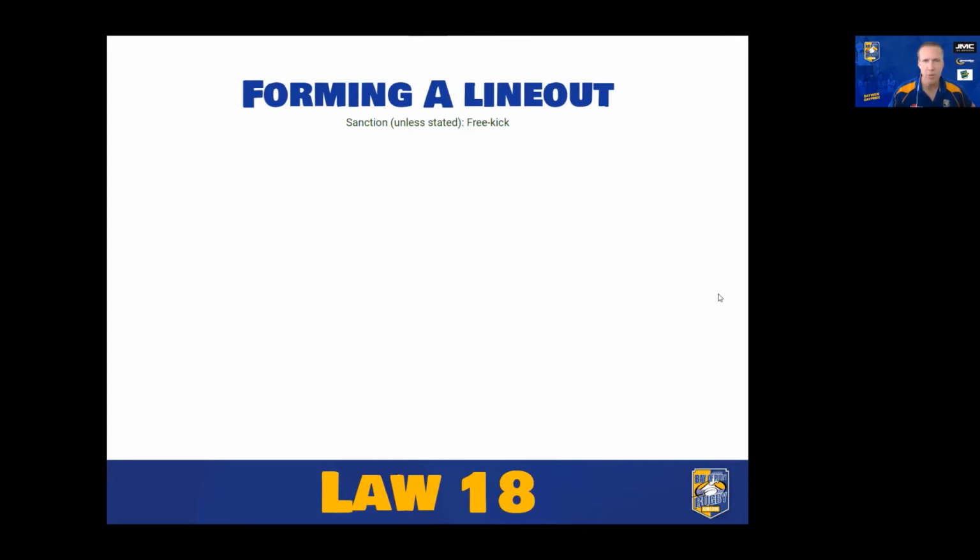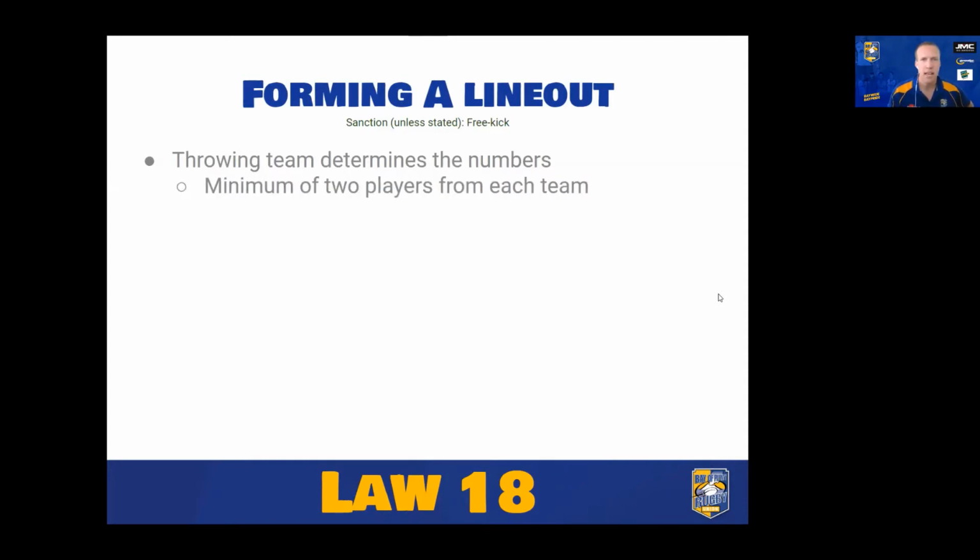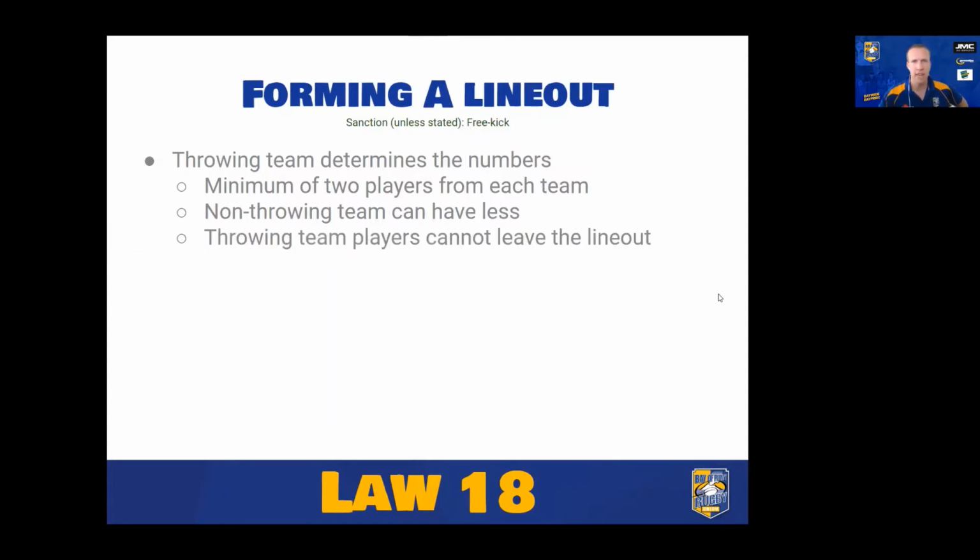Okay, now we have forming a line out itself. So all of the sanctions for any infringements here are free kick unless stated otherwise. So when forming a line out, the throwing team determines the numbers. Forming a line out, you have to have a minimum of 2 players from each team, and we'll get into DSLVs later. The non-throwing team can have less. They can have as many players so long as they have at least 2.